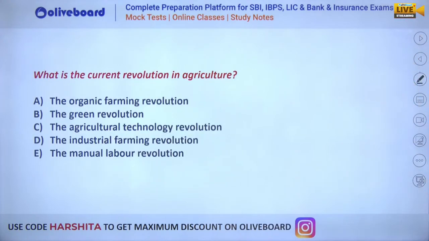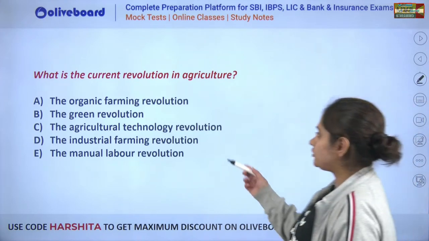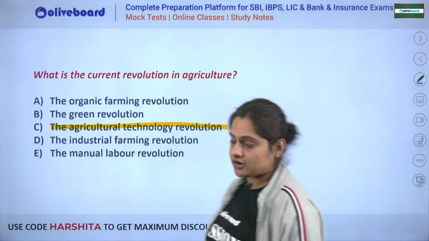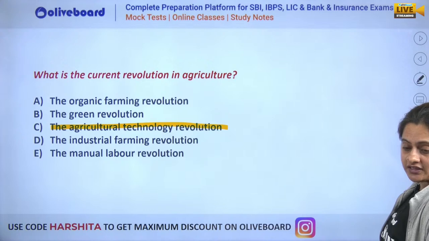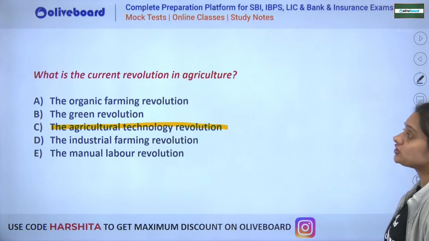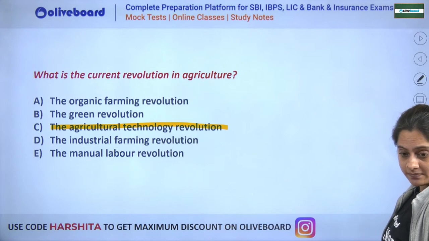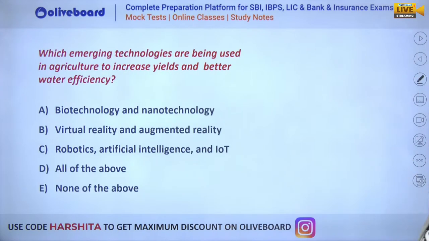Next, current revolution in agriculture. What is the current revolution? What is the whole topic about? The same thing you will answer. Again, technology. The whole topic is about the technology we are bringing in. So, agriculture, technology revolution. Right? New and new AI is coming and helping in. Artificial intelligence is used in agriculture. It is also helping. Technology is helping. So, again, C. Next. What emerging technologies are being used in agriculture to increase the yields and better water efficiency?